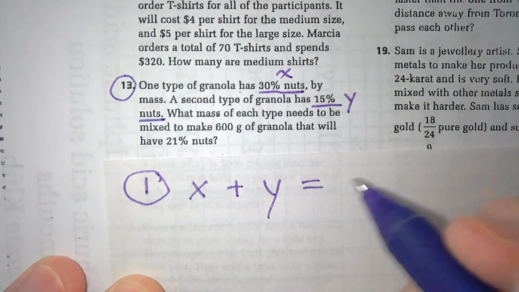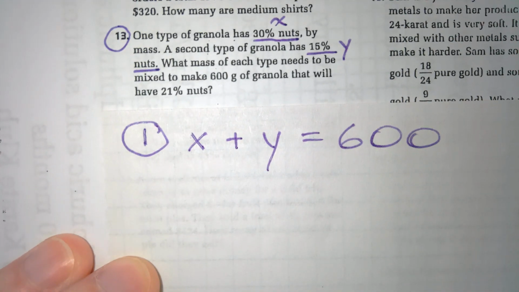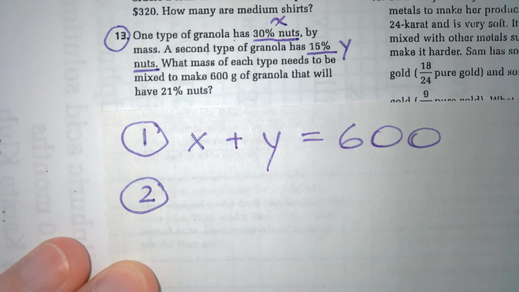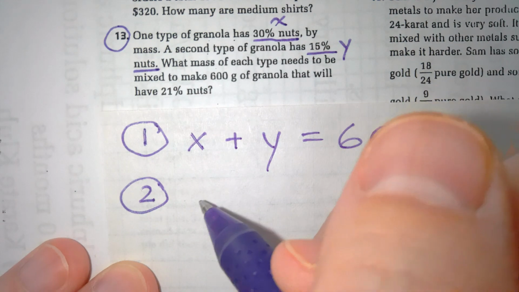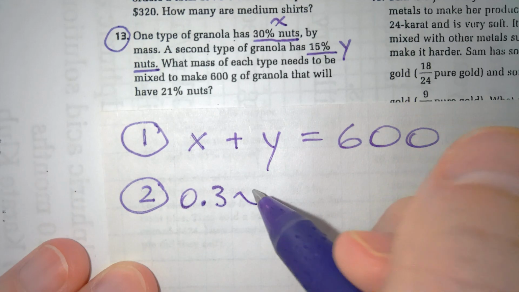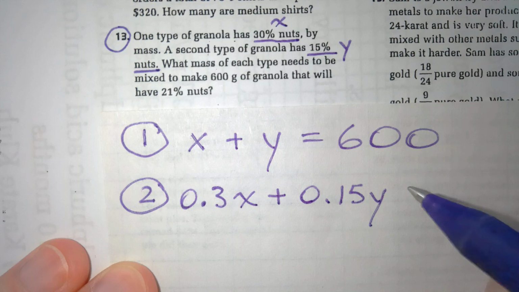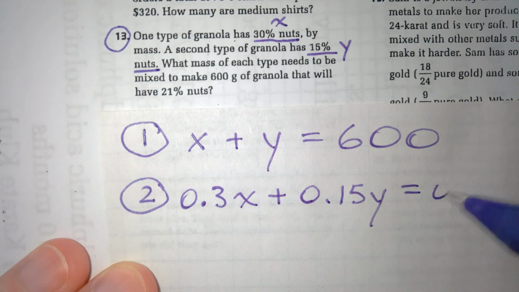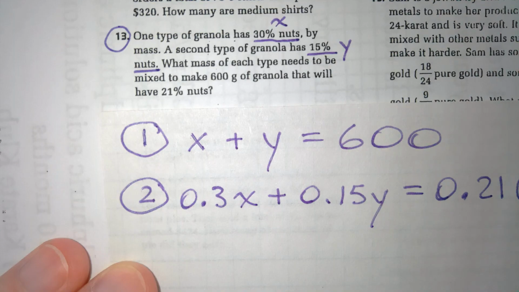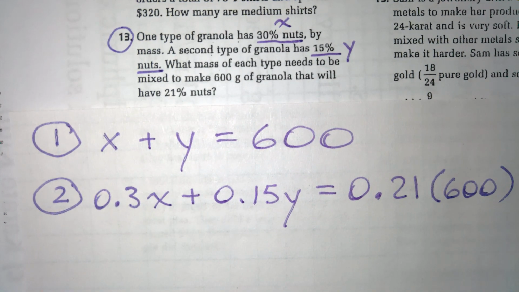Perfect. There you go. The second equation deals with the percent. Gavin. 0.3 X, good. 0.15 Y, perfect, equals 0.21 times 600. Excellent. Okay, so again, same setup as the milk and cream question.